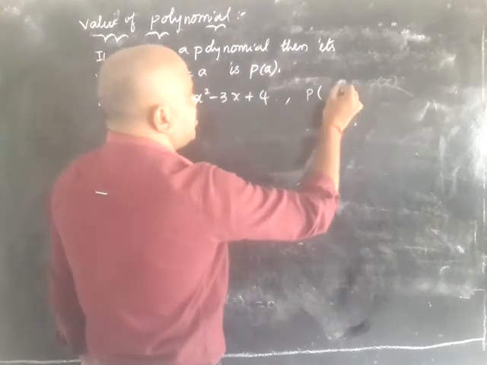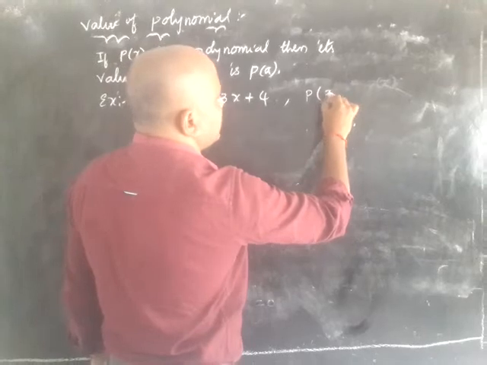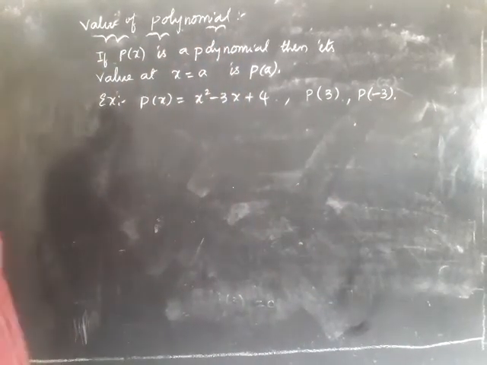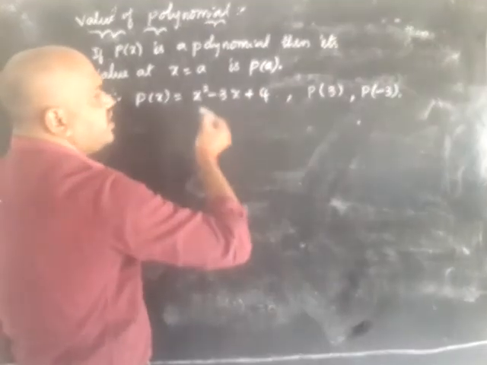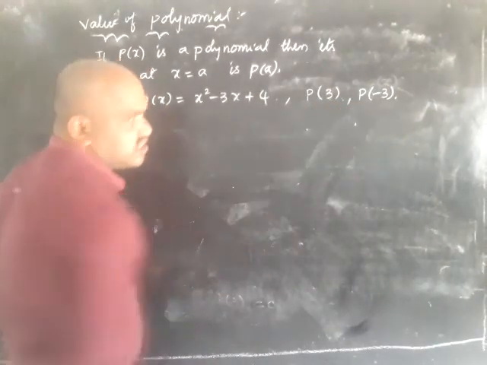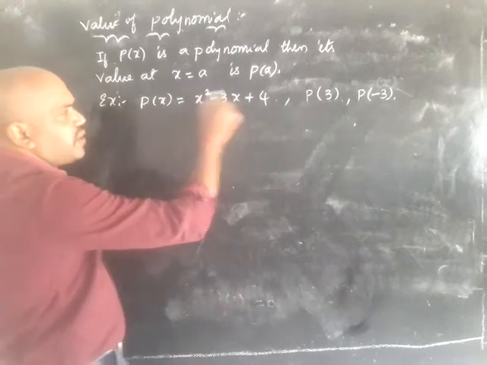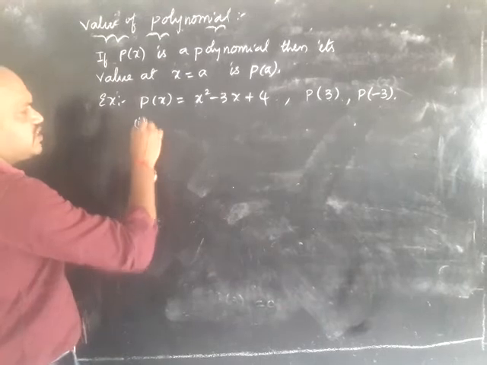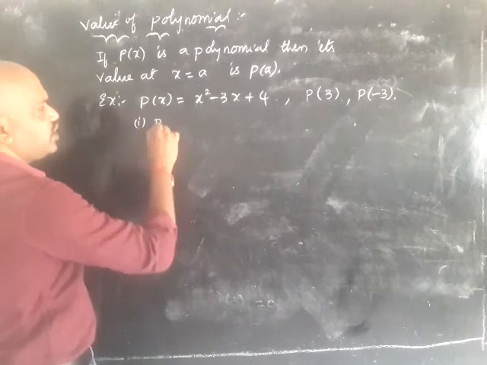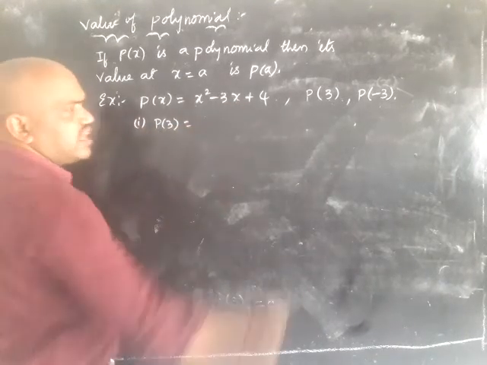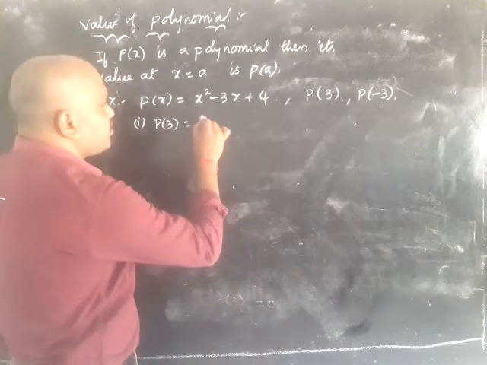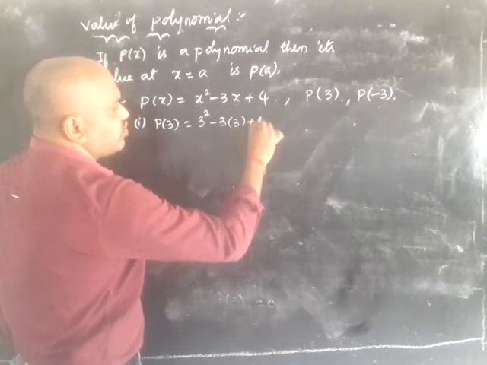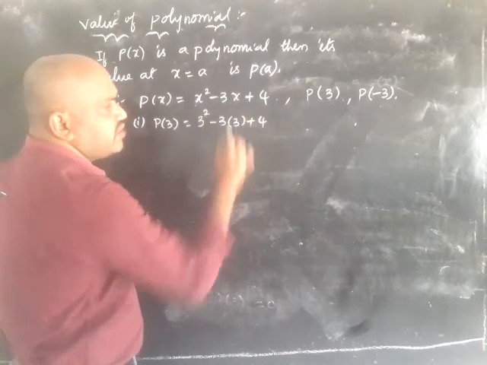Find p of 3 and p of minus 3. Now here we have to find the value at x equal to 3 and at x equal to minus 3. So we just have to replace x with 3 and x with minus 3. First we replace x with 3. See p of 3. Wherever the x is there, we have to replace it with 3. P of 3 is nothing but 3 square minus 3 into 3 plus 4.